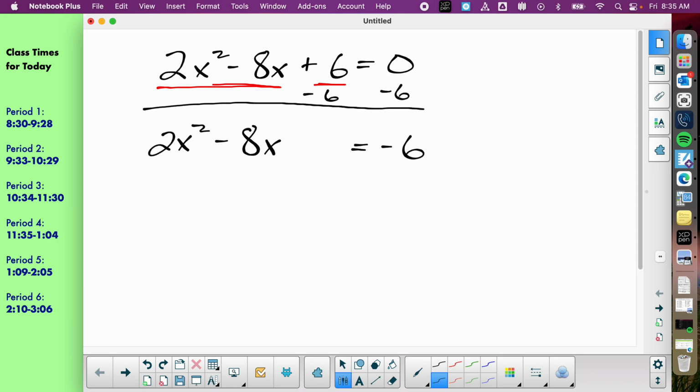Okay? Now, the mistake that I keep seeing a lot of people making is that they treat this problem as if that 2 isn't there. They'll start taking half of the -8 and then going from that step. Completing the square only works if it's a regular x squared. So what we're going to do, this is the alternative method, is make that into a regular x squared.